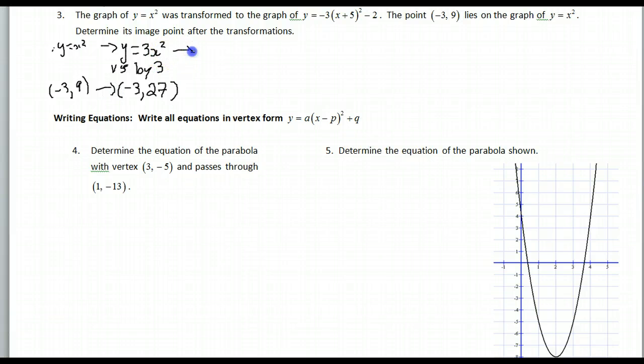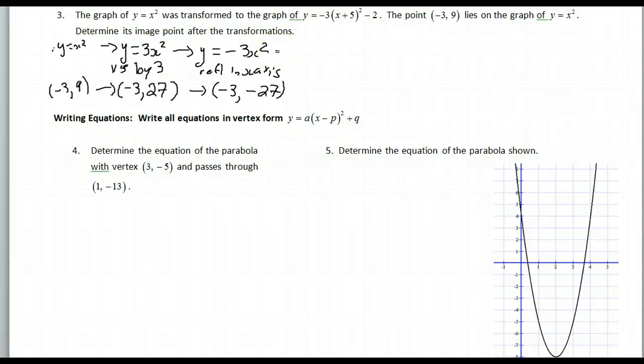Our next step is to do the reflection. y equals -3x squared. That's a reflection in the x-axis, which is going to take our point to (-3, -27), making the y value a negative value.